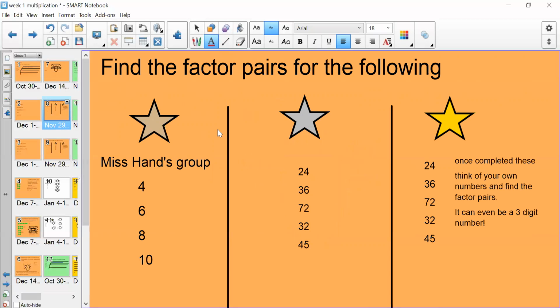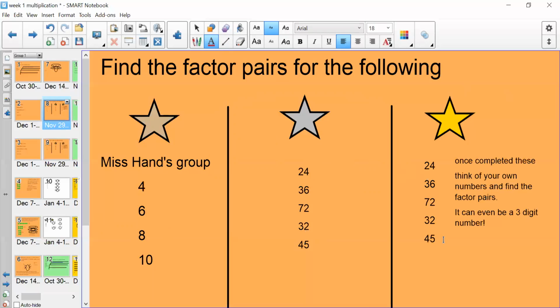So if you normally go to Miss Hand's group, you can do the factor pairs of these numbers. So 4, 6, 8, and 10. So you can draw the ovals in your book and the lines coming from each side to create your pairs. If you are normally in Mrs. Staple or my class, Miss Jackson's class, you can do the silver or the gold.